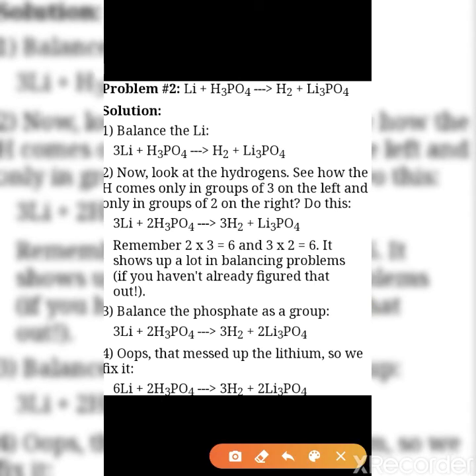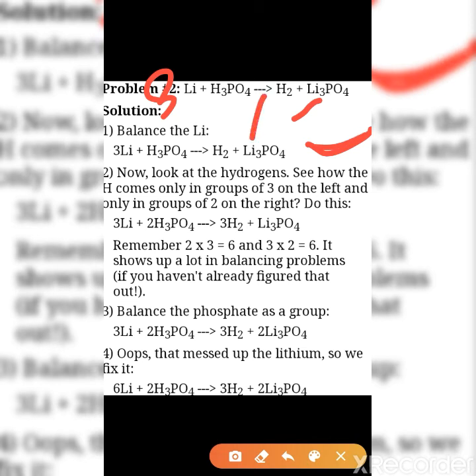See the next example: lithium plus H3PO4 gives H2 plus Li3PO4. So how will you balance it? Same process. First of all, write down the left hand side and right hand side, the elements on both sides, and the number of atoms. So on the left hand side lithium is 1 and on the right hand side lithium is 3. So we will multiply by 3 on the left hand side. Now lithium is balanced.